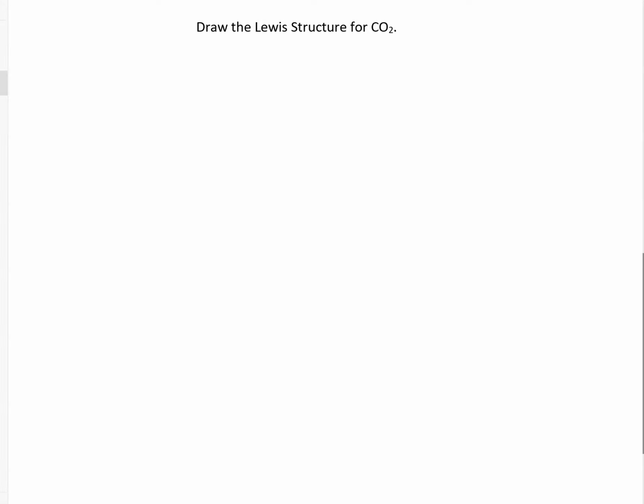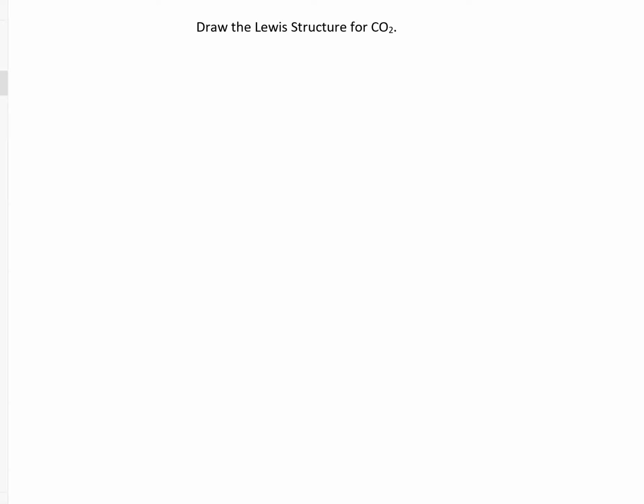In this video, we're going to draw a structure for carbon dioxide. And one of the things we're going to see is that sometimes you can have more than one bond between two atoms, creating a double or triple bond. So let's see how this works with CO2.